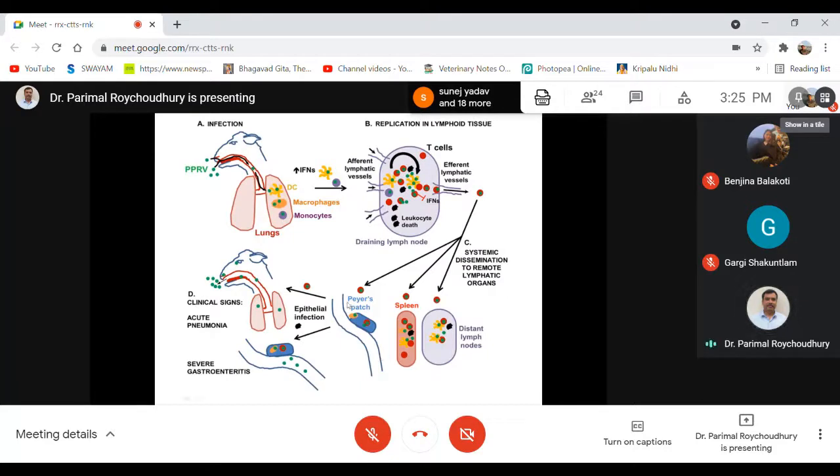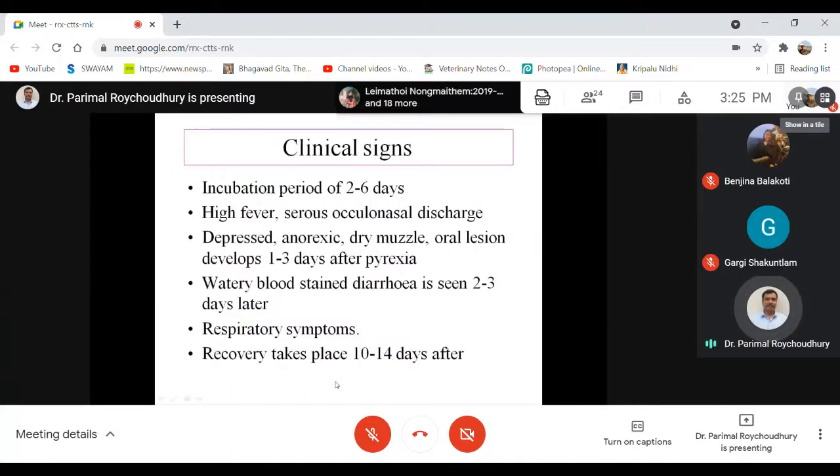Okay, this is another diagram, which I could get from the internet, showing how the virus enters, and then through the dendritic cells, macrophages, and monocytes, they carry it to the lungs, and infection occurs. Then in the secondary viremia, the other lymphoid organs are affected, and that leads to a severe inflammatory condition in the intestine as well as the respiratory mucosa. That sometimes causes 100% mortality in the animals.